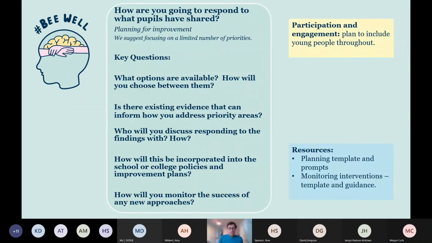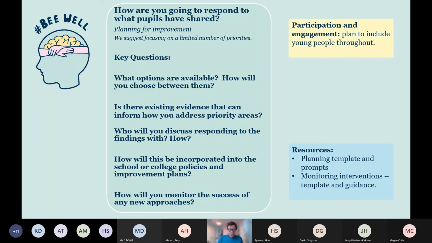So what we're thinking about now is, we've looked at the data, we've looked at many contextual factors and all the things that sit around that data, the things that are happening in your school, the people who are sitting around your school. So you've got a really clear picture of what's happening. So then it's thinking about how you're going to actually respond, planning for action.